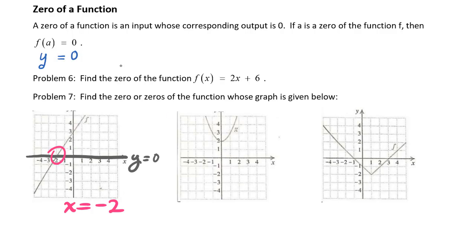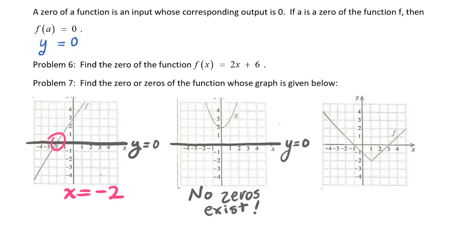For the next example, we have a parabola, and it never crosses the x-axis. So this one has no zeros. No zeros exist. At least no real zeros. We'll talk about that much later in the quarter.